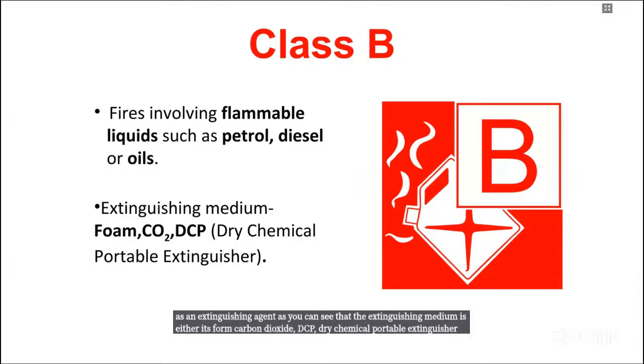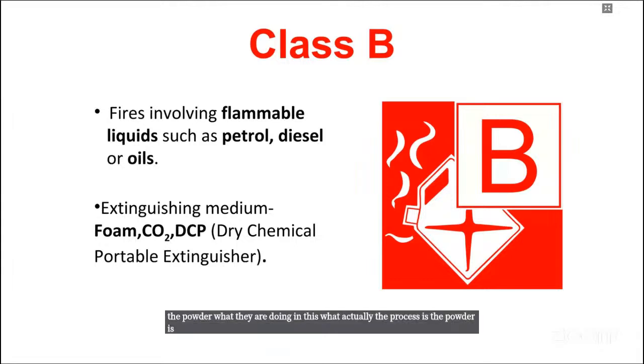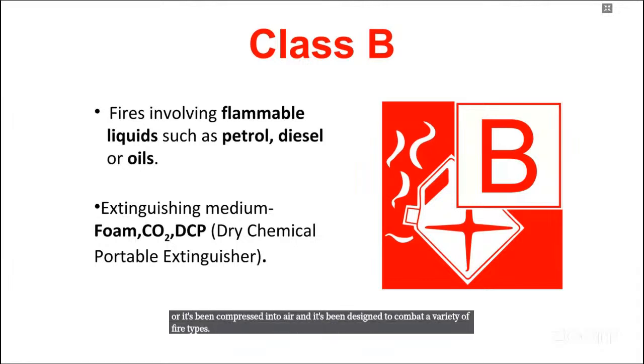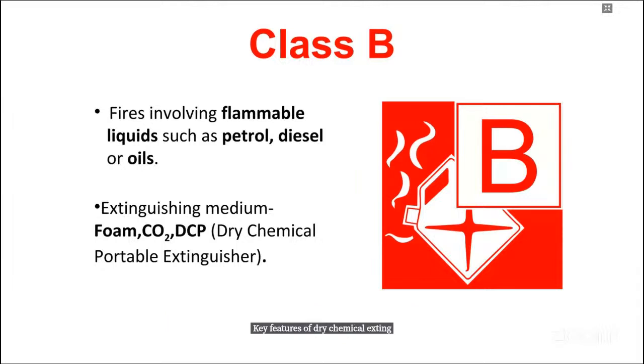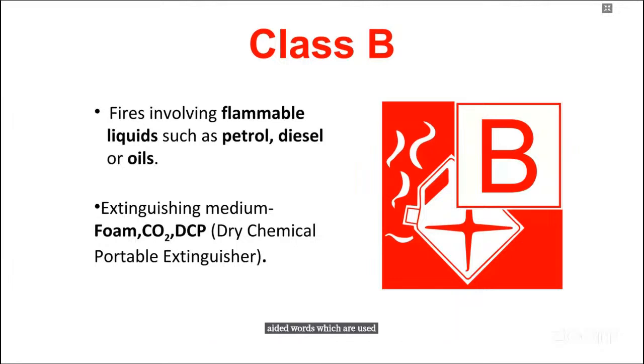The powder, what they are doing in this, what actually the process is, the powder is typically pressurized with nitrogen, or it's been compressed into air, and it's been designed to combat a variety of fire types. Key features of dry chemical extinguisher, or maybe you can say the extinguishing agent, where the powder is usually made of mono ammonium phosphate. So these are some chemical-aided words which are used for doing the safety.